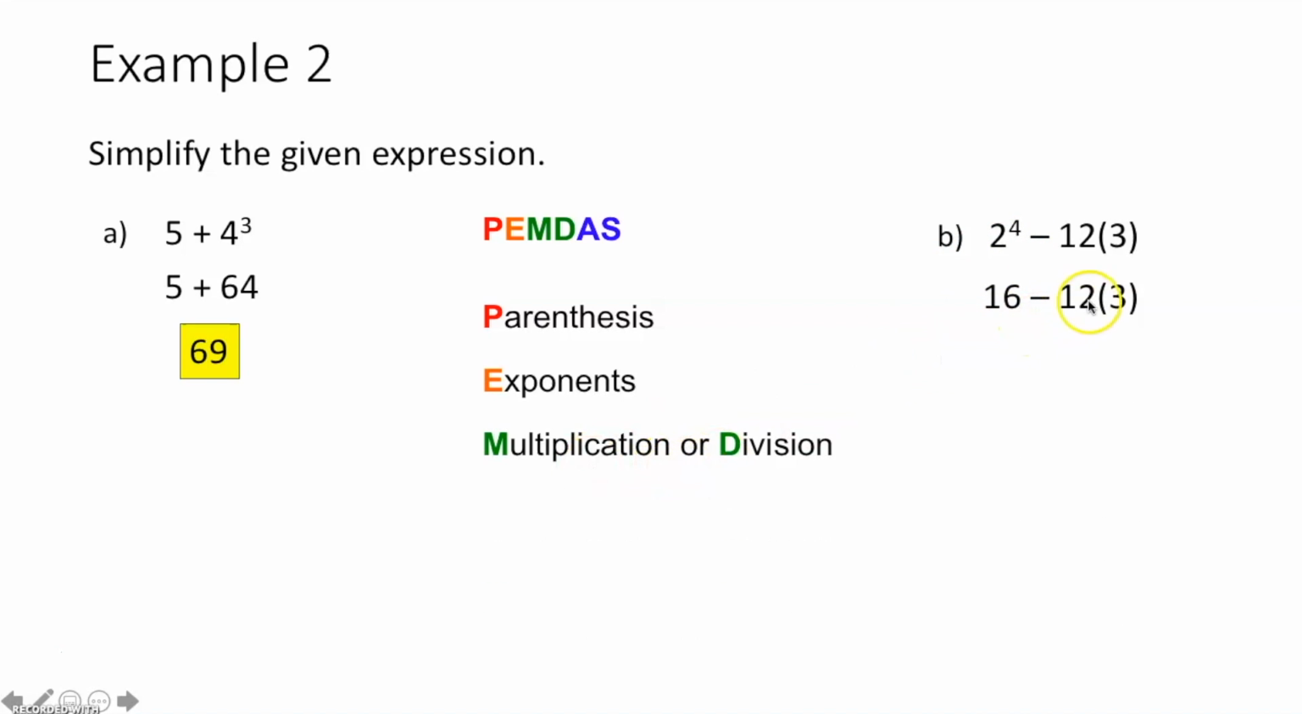Multiplication or division. Yes, there is multiplication. So we do 12 times 3. And 12 times 3 is going to give you 36. There's no other multiplication or division. We move to the next step, addition or subtraction. There is subtraction, so we go 16 minus 36, and we get -20. And now we have evaluated each of these expressions.